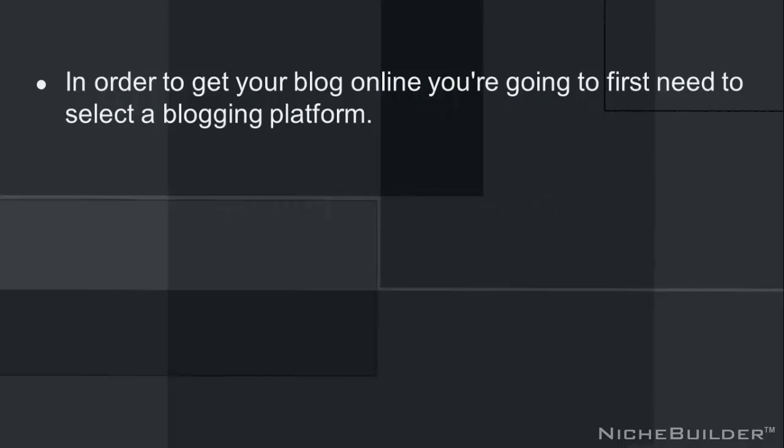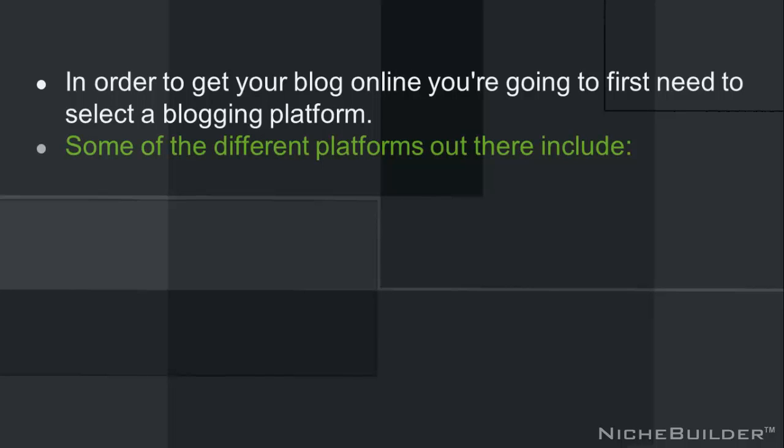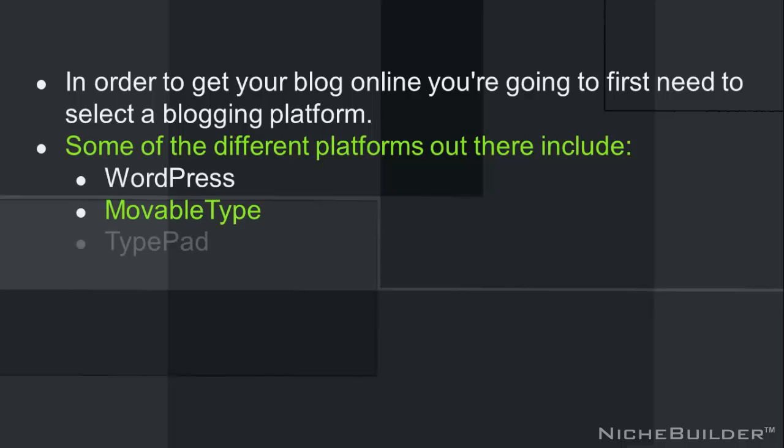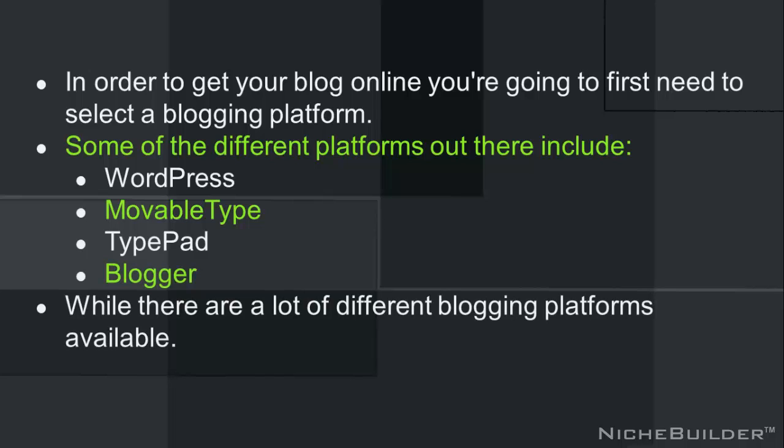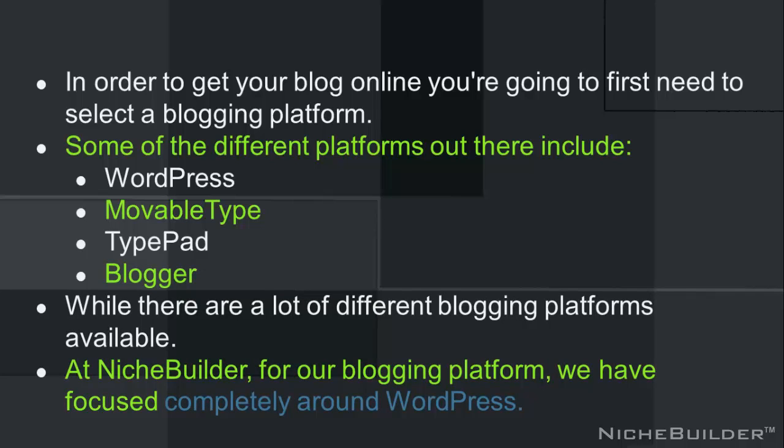Okay, in order to get your blog online, you're going to first need to select a blogging platform. Some of the different platforms out there include WordPress, Movable Type, Typepad, and Blogger. While there's a lot of different blogging platforms available, at NicheBuilder for our blogging platform, we focused completely around WordPress.